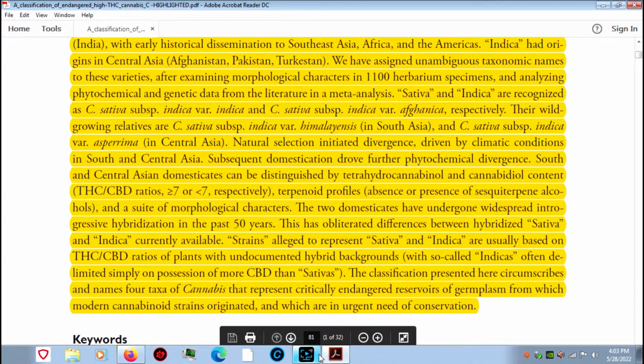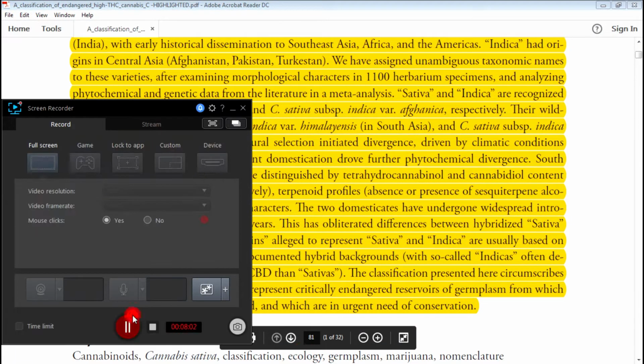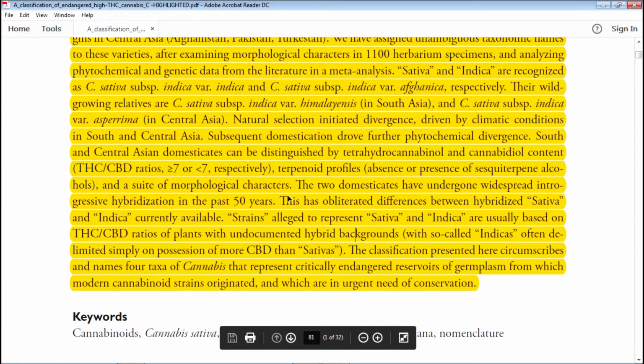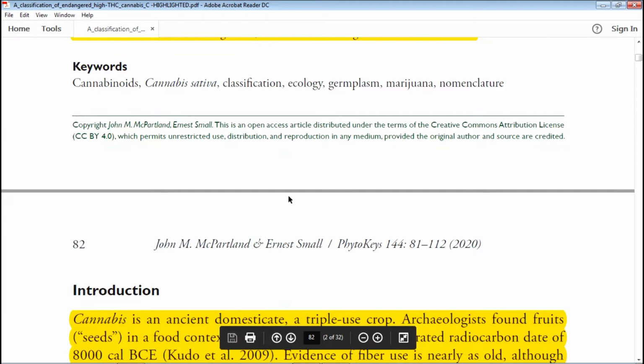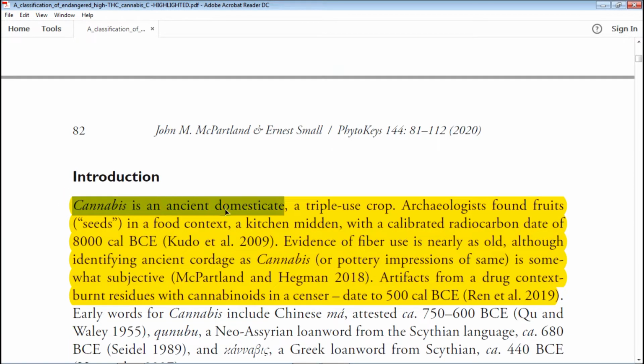So now that we've got the abstract out of the way, let's move on to the introduction. Cannabis is an ancient domesticate, a triple use crop. Archaeologists found fruits, seeds, in a food context, a kitchen midden with a calibrated radiocarbon date of 8,000 cal BCE.